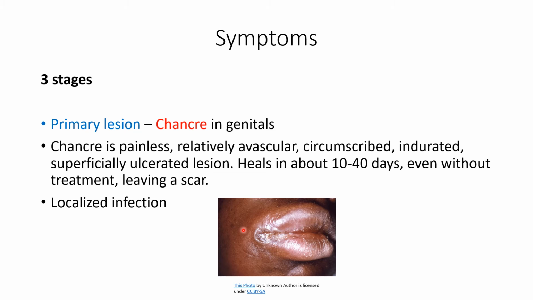So this chancre in most of the patients will just heal on its own within 10 to 40 days, even without treatment. Just a scar will be left. Otherwise, the patient will completely recover within 40 days, sometimes even without treatment.